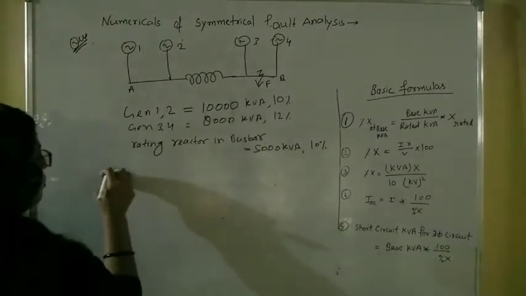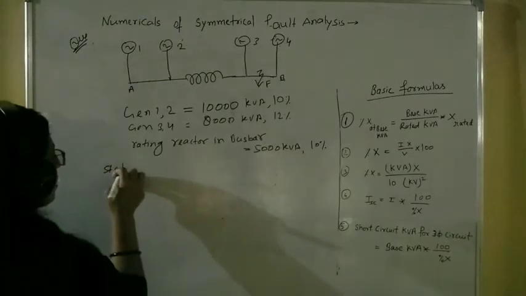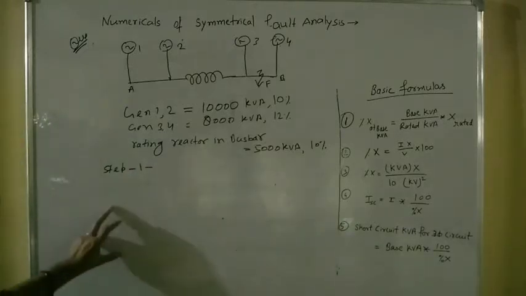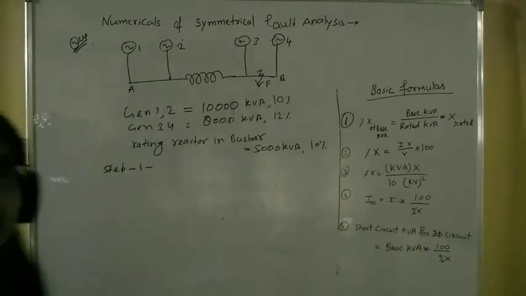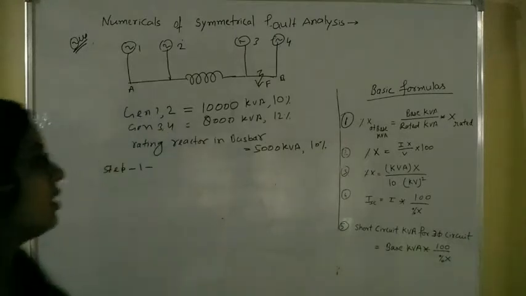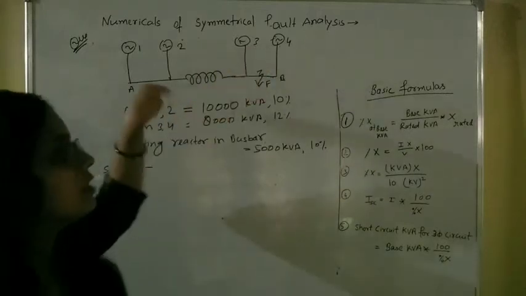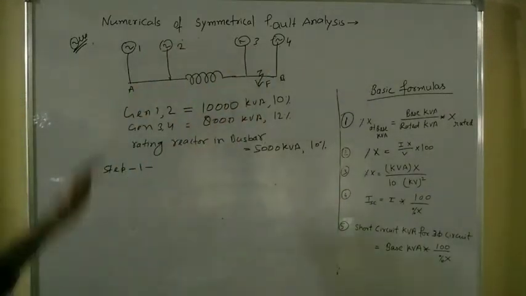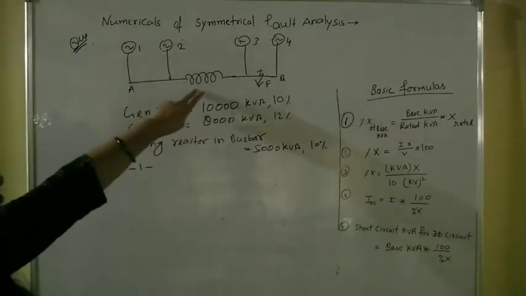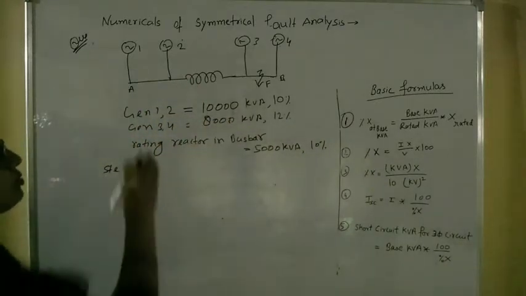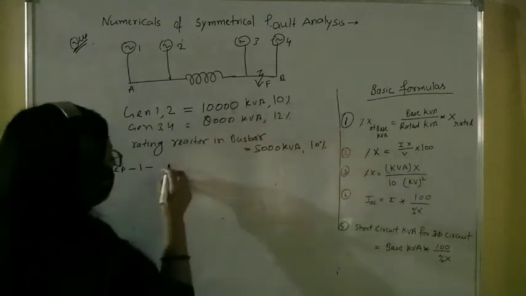First step is to, step number 1, consider the base kVA. Base kVA basically we consider the largest kVA rating in between the connected equipments in the power system. So this is the single line diagram of the power system. Here the largest rating is of generator 1 and 2, that is 10,000 kVA.